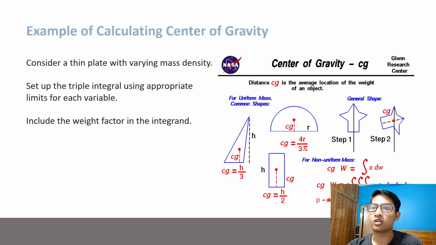Now, example of calculating center of gravity. Consider a thin plate with varying mass density. Set up the triple integral using appropriate limits for each variable. After considering a thin plate with varying mass density, set up a triple integration with appropriate limits, the limits for x, y, and z, and set up a triple integral for that. Include the weight factor in the integrand to find the center of gravity.